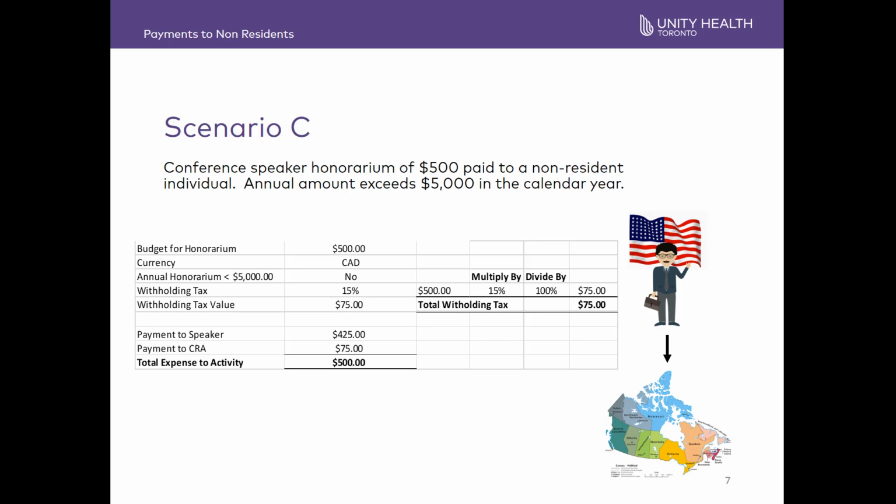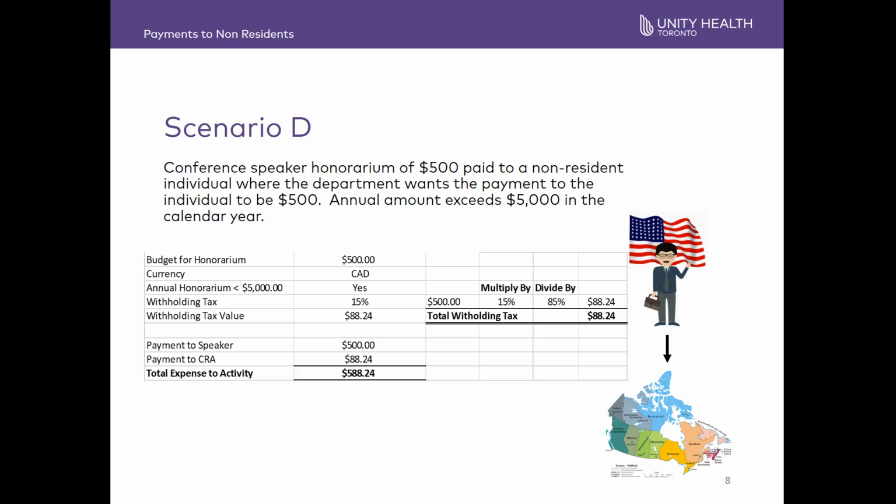Scenario C. Conference speaker honorarium of $500 paid to a non-resident individual. Annual amount exceeds $5,000 in a calendar year. In this example, we would take the $500 max that we can pay for this honorarium and multiply it by 15% because the annual amount exceeds $5,000 in a calendar year. At the end of the day, the payment to the speaker will be $425. The payment to the CRA will be $75. The total expense to the activity is $500.